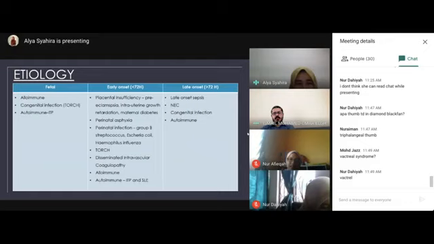For the late onset, it happens after 72 hours of life of the baby. The common causes are sepsis and necrotizing enterocolitis. Other causes can be congenital infection or autoimmune causes.